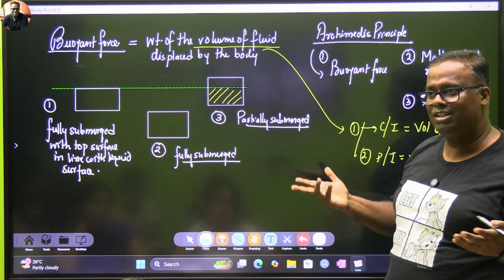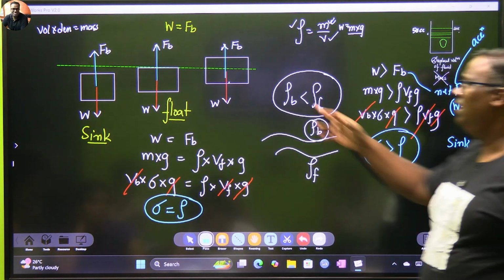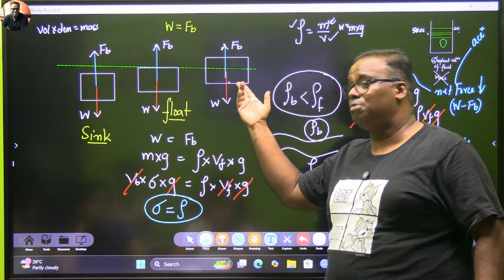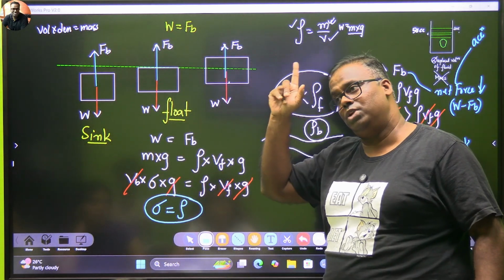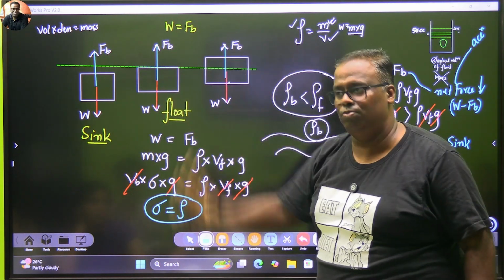Are we understanding this? So if you go here now, in this case, is there a buoyant force acting here? Yes, there's a buoyant force. If I dip it further, buoyant force will increase. If I dip it further, then you come to this condition. That's the maximum buoyant force.